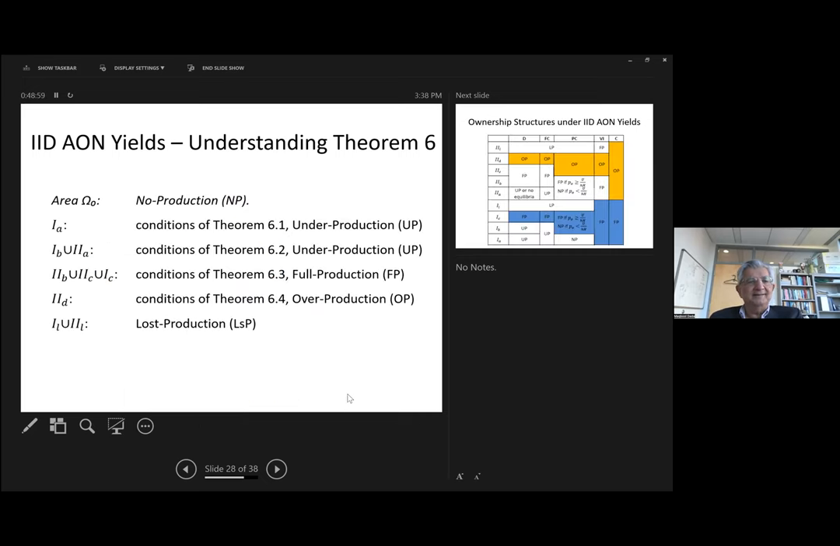And then I explained to you already that there's a mapping between no production and other things. This works best in the all-or-nothing case. It also works as an approximation, but the interpretation is less perfect for other yield distributions. But the idea still holds, and I'll get to it at the end. I'm keeping track of time. We are in good shape.